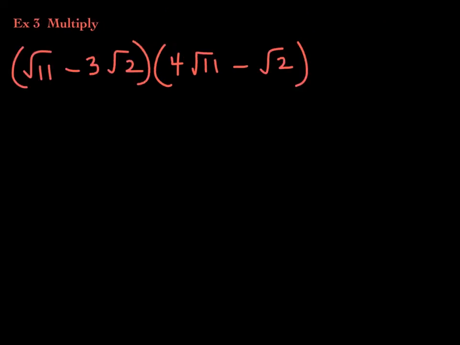All right, next we have the square root of 11 minus 3 times the square root of 2 times 4 root 11 minus the square root of 2. All right, so what we should do here is distribute the square root of 11 times the first term, then the square root of 11 times the second term, like that. Let's get that first, okay, everybody, and then we'll continue. All right, here we go.